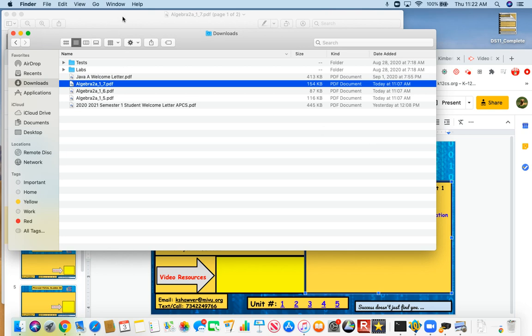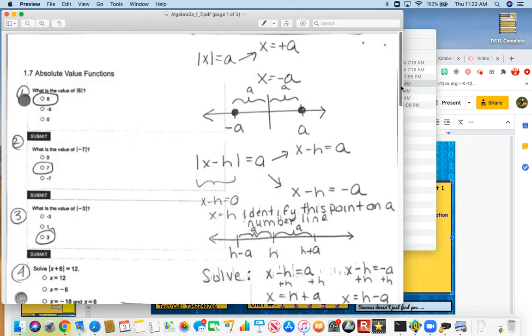Hi everyone. Today we're going to go over the section 1.7 problems. This might actually require 2 videos. But first I want to start with a quick explanation for how you should look at something like this.